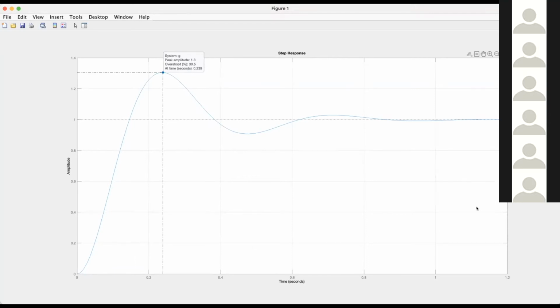Sharifah, Khairunisa. Ya, Doktor. What is the value of settling time? Approximate? 0.7. 0.8 something. Oh, 0.7, betul. 0.774. Okay.